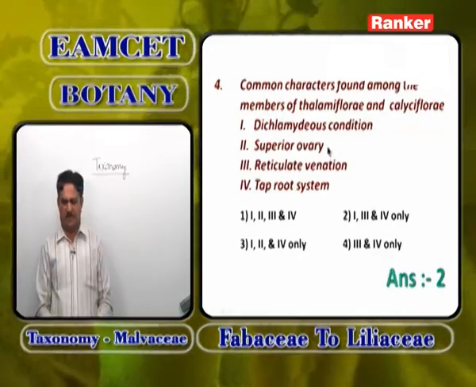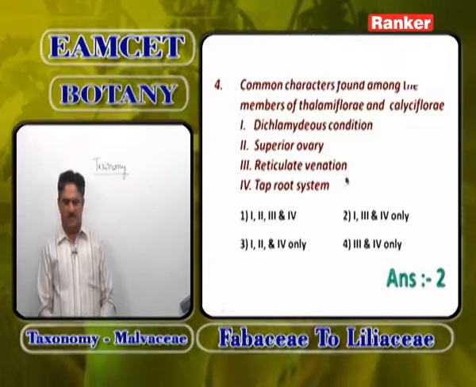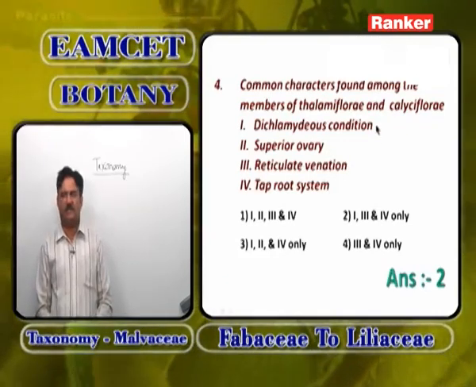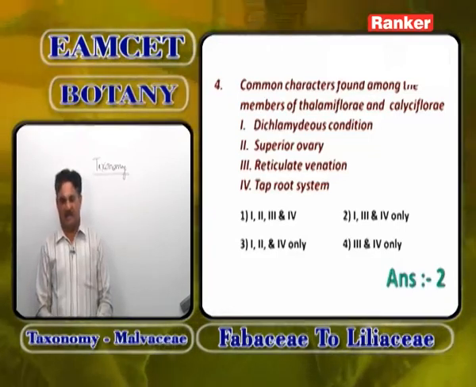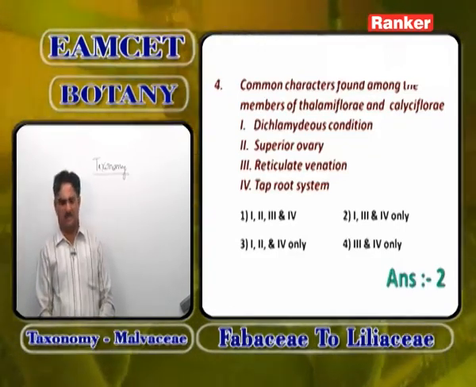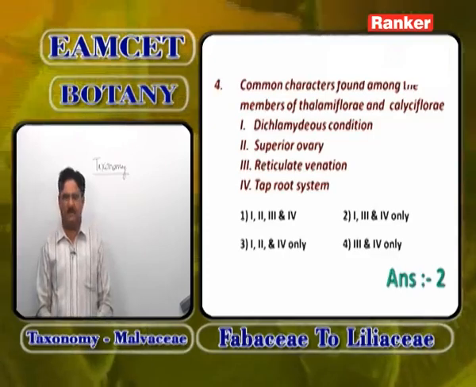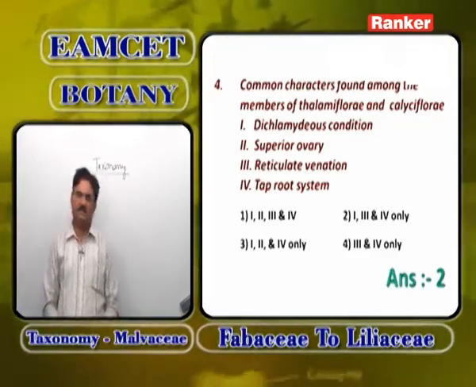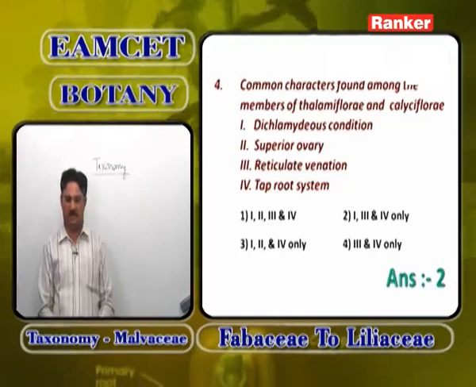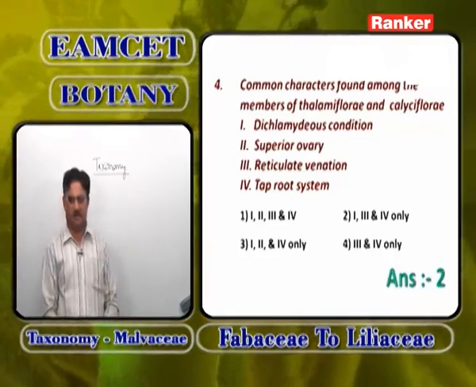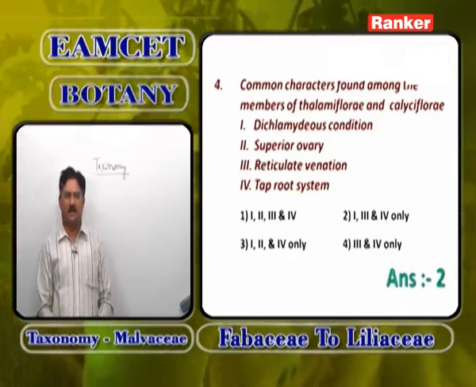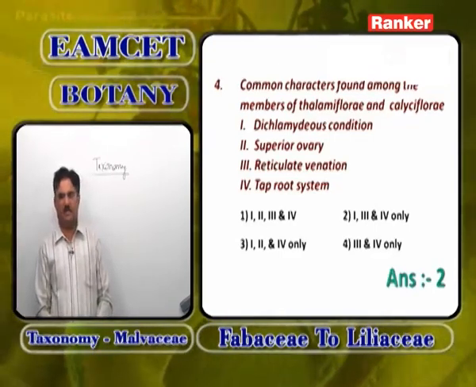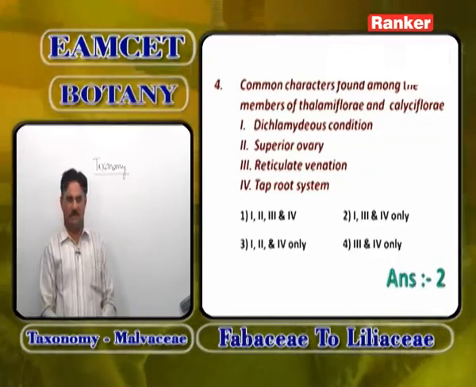So here, the dichlamydous condition, with calyx and corolla present, superior ovary, reticulate venation, taproot system. Dichlamydous condition is common in all dicots. Reticulate venation is common in all dicots. Taproot system is found in all dicots. But superior ovary: in Thalamiflorae the ovary is superior, but in Calyciflorae the ovary is half superior or half inferior. Why? Because the thalamus is deep cup-shaped, and the ovary is present at the center, attached at the base. So in Calyciflorae the ovary is not superior, it is half superior or half inferior.